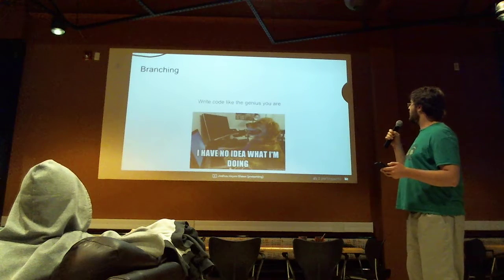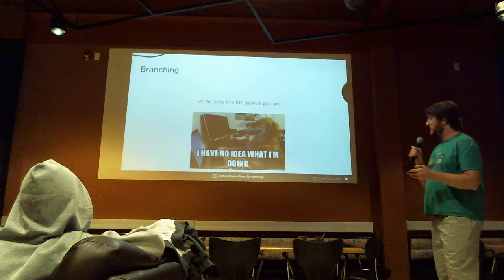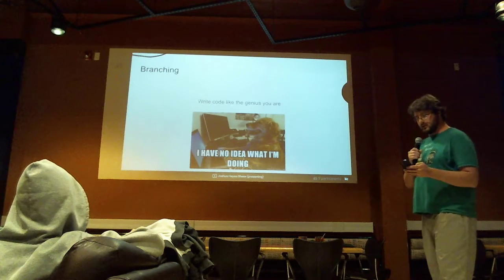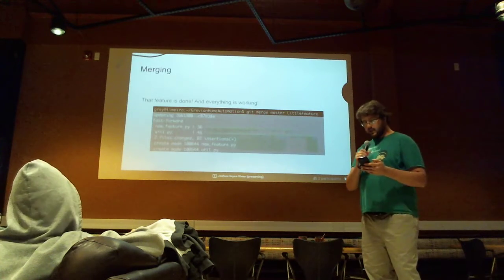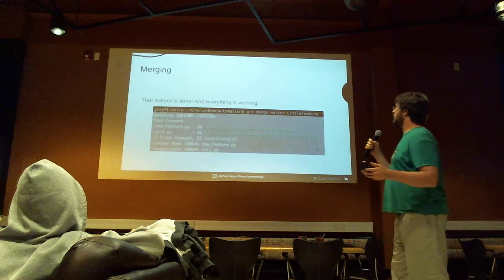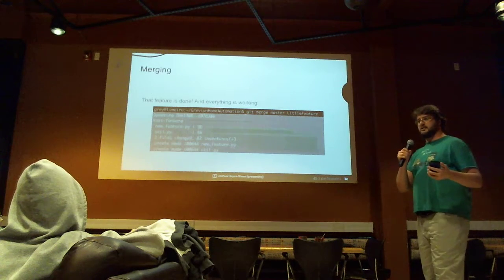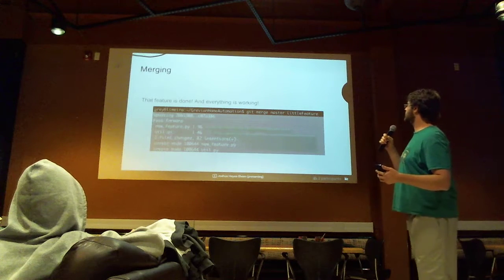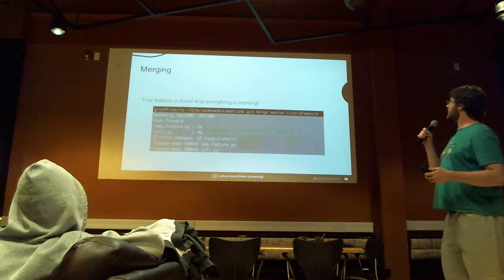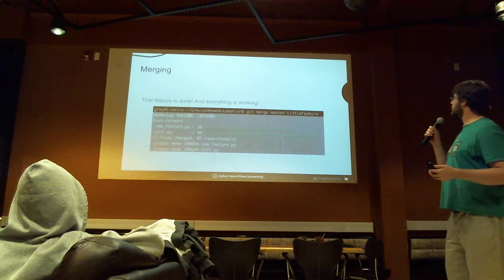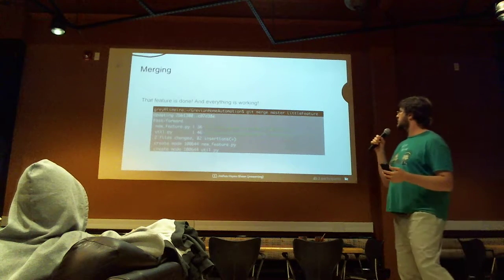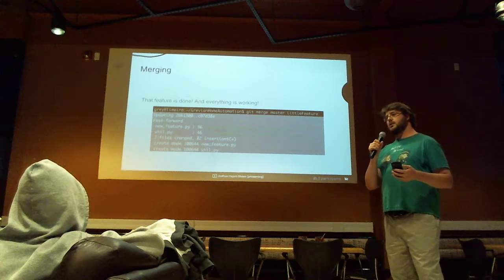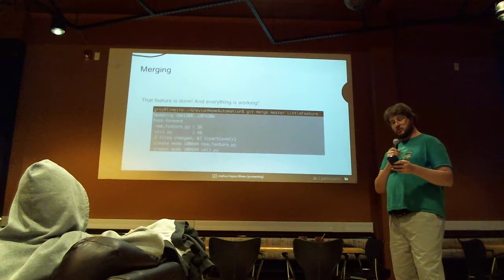So make your branch, write some code, like you're a genius. You'll get it right on the first try, I'm sure. And then you've got your feature, and you want to bring it back into your main. And maybe you have a branch from somebody else, anything like that. So you want to merge your branches together. And there's an example of that. It's just git merge, and you say merge into my master branch this feature branch, and it's going to do it for you automatically, which is really cool.